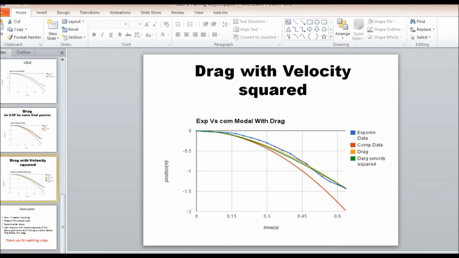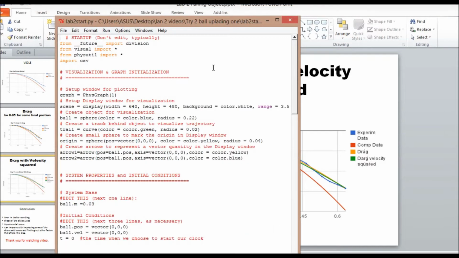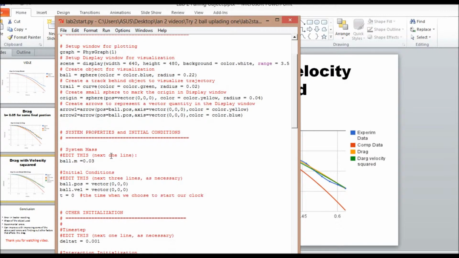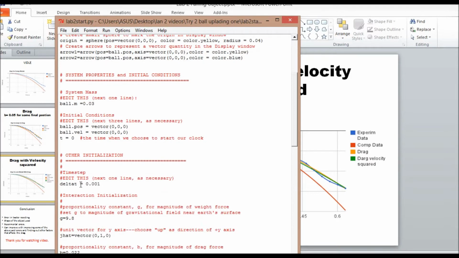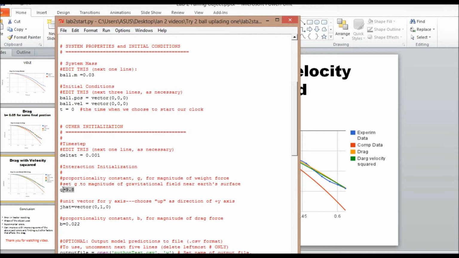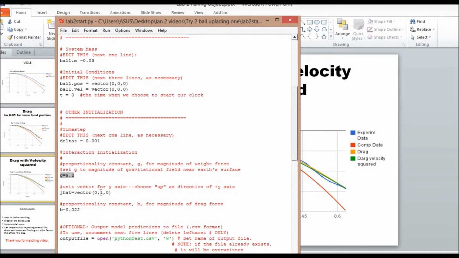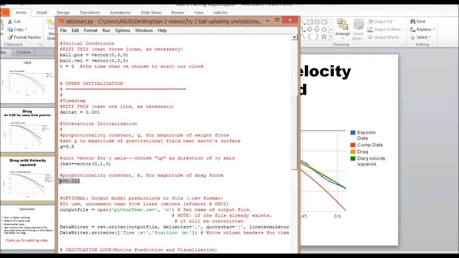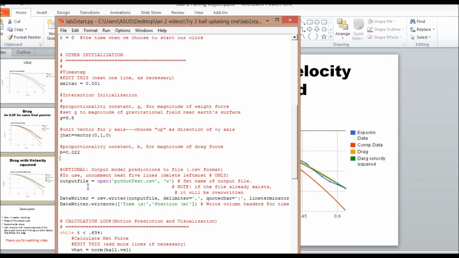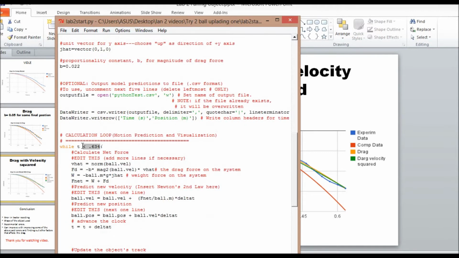And I will show you the Python that I used, the equations that I used in the VPython module, the ball mass 0.033, the ball position as well as the initial velocity and initial position, the acceleration due to gravity, which is 9.8 meter per second squared, and here you can see I use the second one, b is equal to 0.022, the drag constant, and the time is 0.634 seconds.